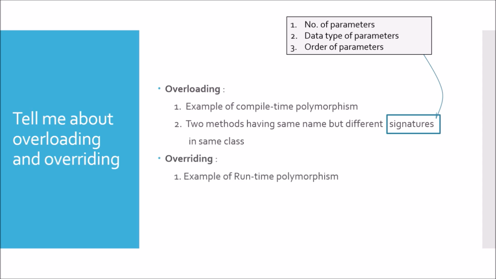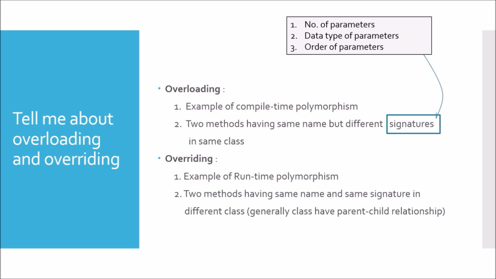Overriding is an example of runtime polymorphism. Two methods having the same name and same signature in different classes, and these classes usually have a parent-child relationship. Moving to the next question.